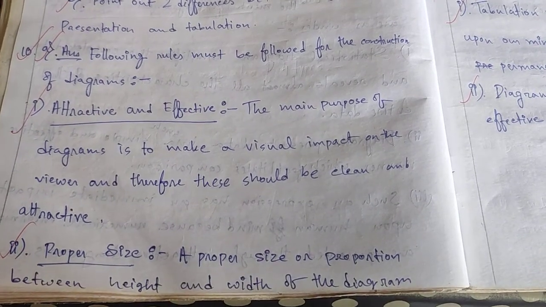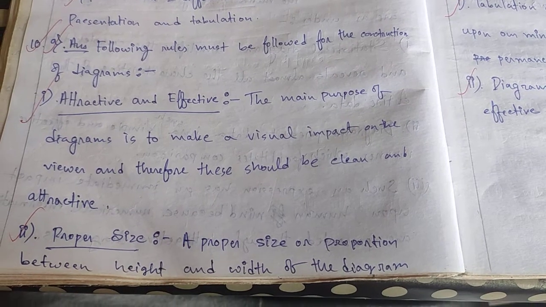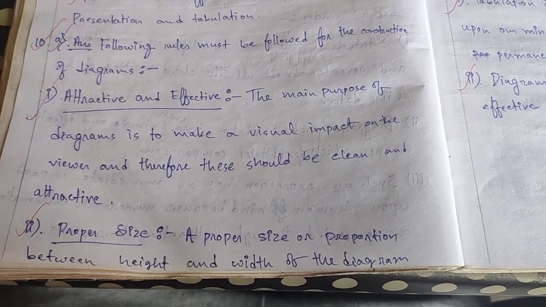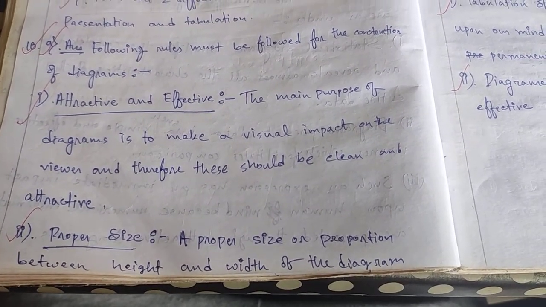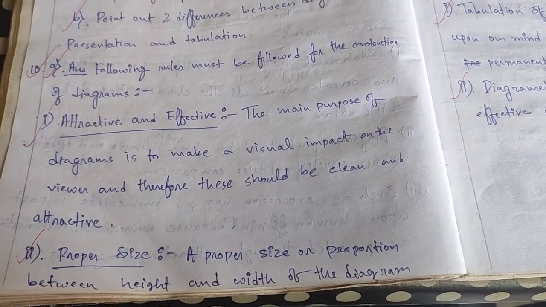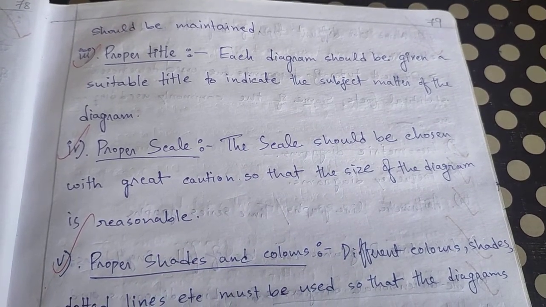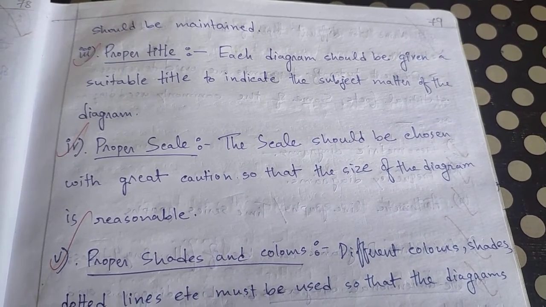Number 1, attractive and effective. The main purpose of diagram is to make a visual impact on the viewer and therefore it should be clean and attractive. Number 2 is proper size. A proper size or proportion between height and width of the diagram should be maintained. Number 3 is proper title. Each diagram should be given a suitable title to indicate the subject matter of the diagram.